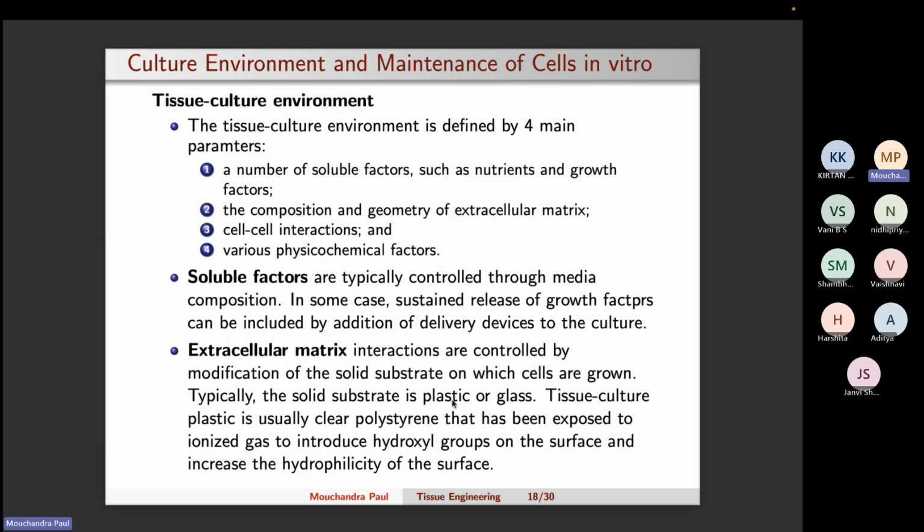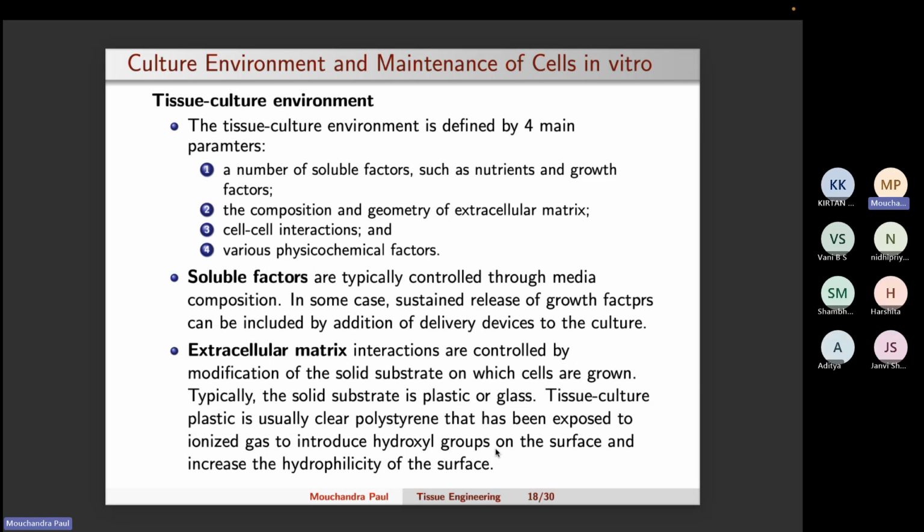It is exposed to ionized gases that add hydroxyl groups. Due to the addition of hydroxyl groups, that is the OH group, the substrate becomes hydrophilic, a water-loving substrate. And this kind of hydrophilic substrate is essential for protein adhesion. In the serum you have added, there are various kinds of proteins, as I already said. So these proteins will adhere on a hydrophilic substrate.